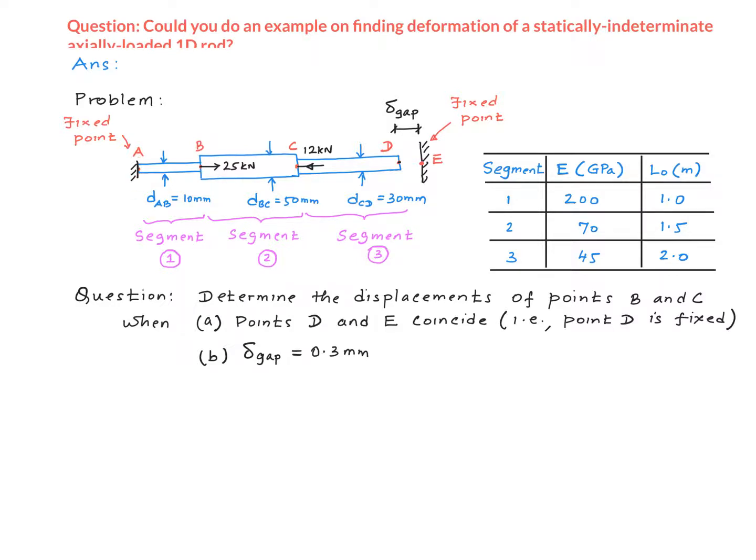The rod is fixed at point A. At the right end, we have a fixed point in the vicinity of point D. The question is to find the displacements of the interior points B and D, first by assuming that points D and E coincide with each other. In other words, this fixed point is right at point D. So we have a fixed support at point D. And then by assuming there is a gap and the value of the gap is 0.3 millimeter.